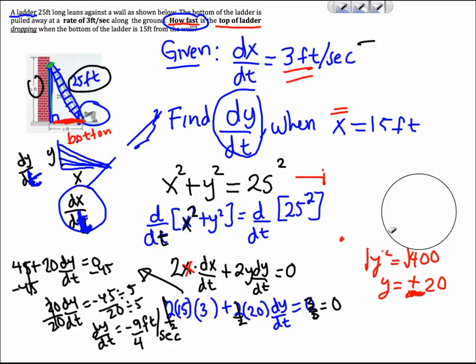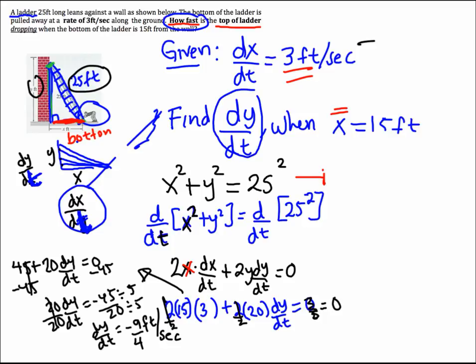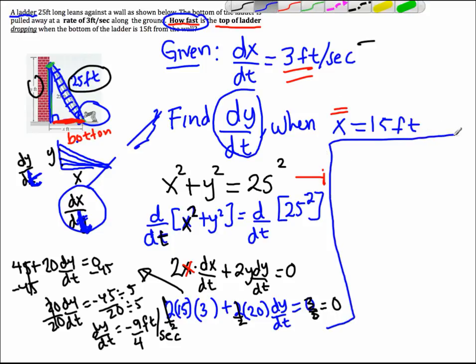So I'm going to erase this because now we need to answer the question, and that's what you're going to do on the AP exam. All right, so how do we answer the question? Right here: how fast is the top of the ladder dropping? So you start with the sentence right here.